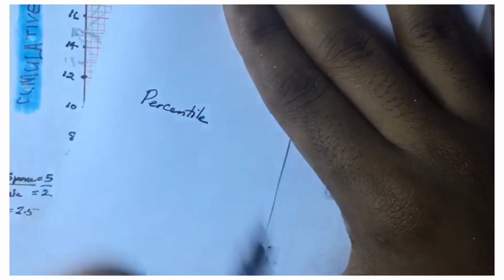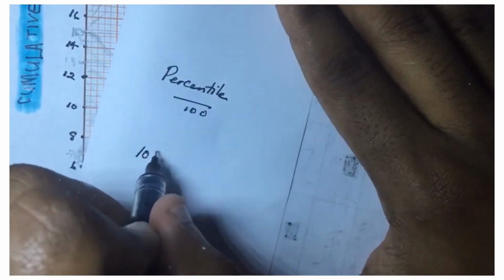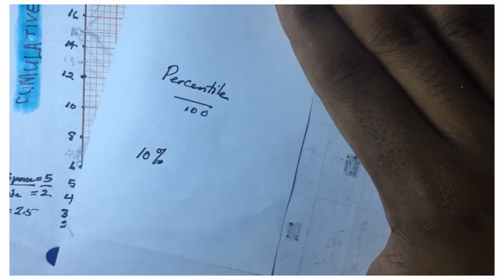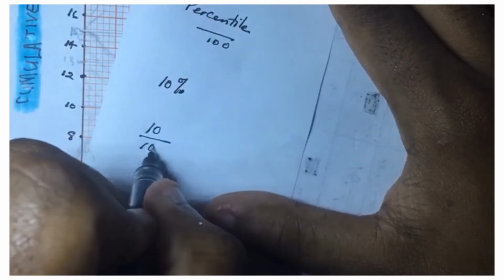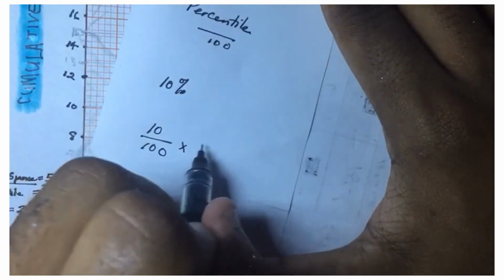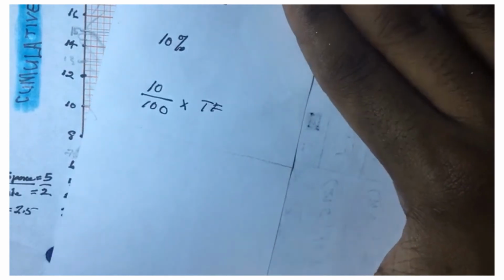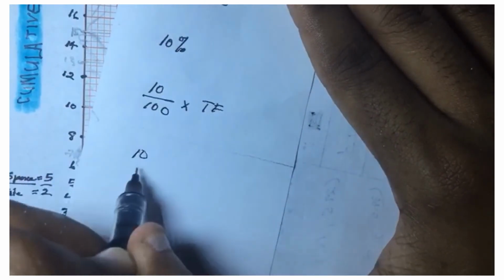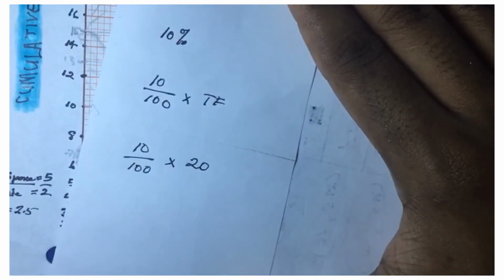Percentile. So I'm dividing my total frequency by 100. So out of 100. CXC could ask you something like, what's the 10th percentile, right? So what I'm going to do is find 10%, which is 10 divided by 100 times the total frequency. And remember, the total frequency in this case is 20. So I'm going to have 10 over 100 times 20. Then I'm going to reduce.